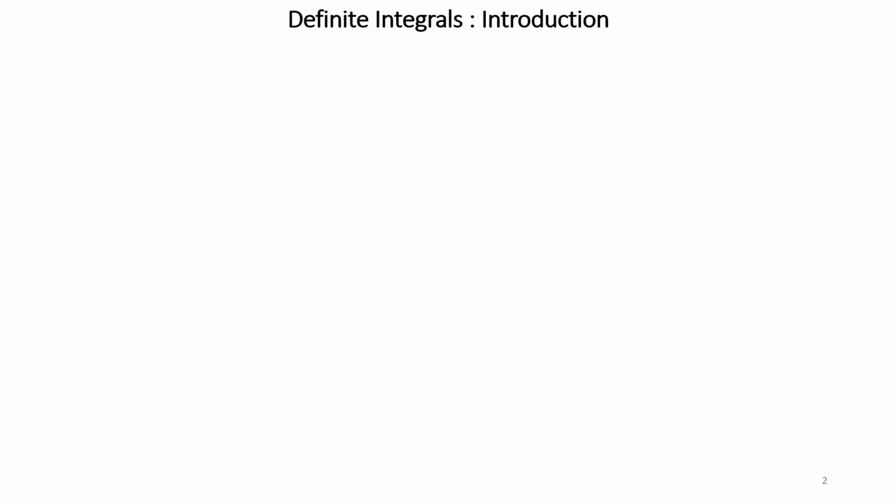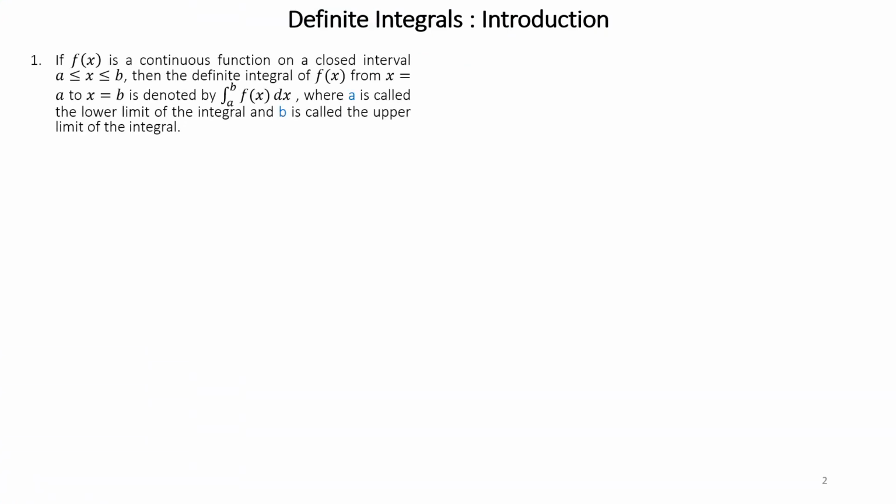Definite integrals introduction. Point number 1. If f(x) is continuous for a less than or equal to x less than or equal to b, then the definite integral of f(x) from x equals a to x equals b is denoted by the integral from a to b of f(x) dx, where a is called the lower limit of the integral. See, this is the integral sign: the bottom one is the lower limit and the top one is the upper limit, and b is called the upper limit of the integral.